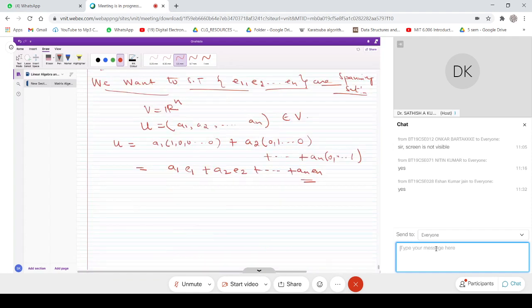Now what we are given is a vector (A1, A2, etc., An) in V, and I am able to write it as a linear combination of the vectors in the set S. S is nothing but e1, e2, etc., en. So therefore we can say that this set e1, e2, etc., en is a basis for R^n, which is called the standard basis.